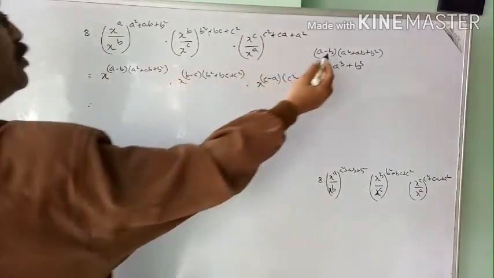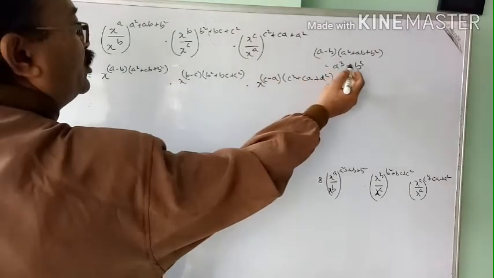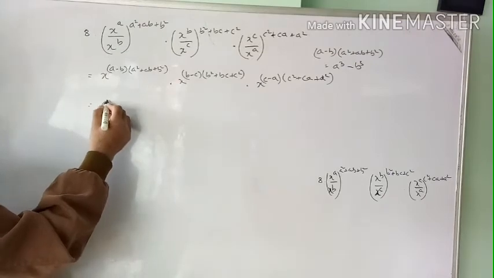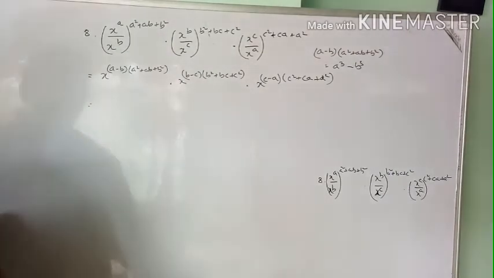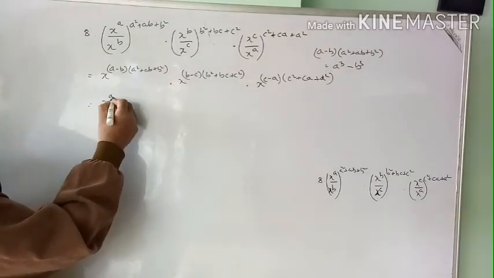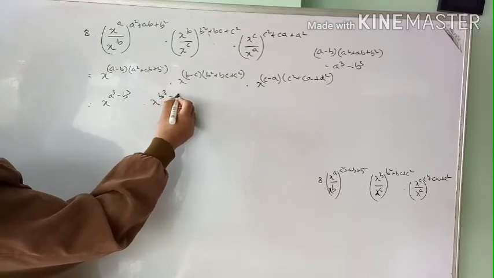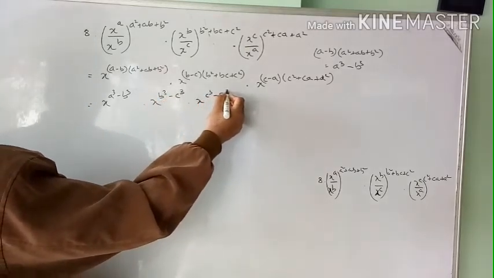Now this is in the formula form: a minus b into a square plus ab plus b square, which is actually a cube minus b cube. So we get x to the power a cube minus b cube. Similarly, b cube minus c cube, into x to the power c cube minus a cube.